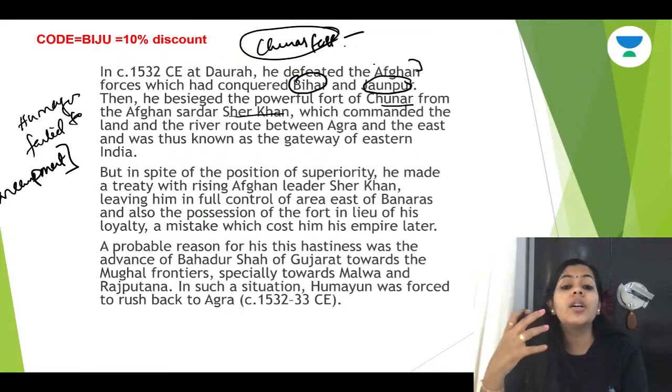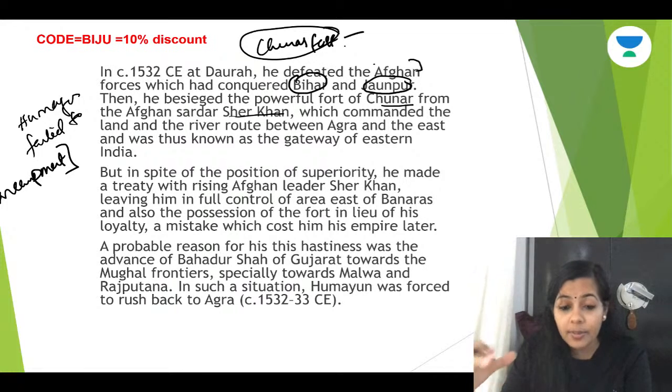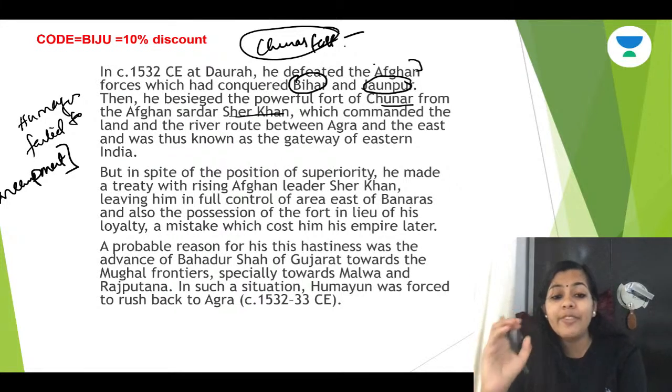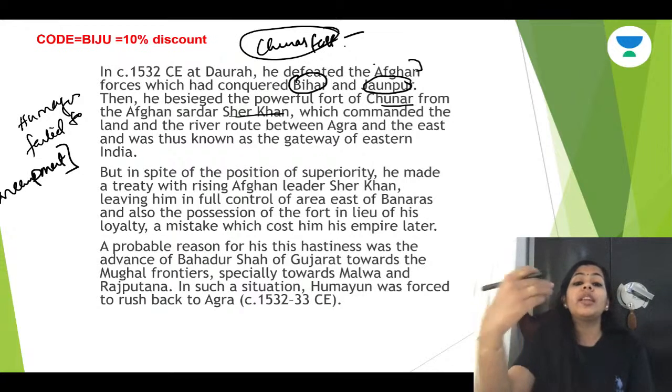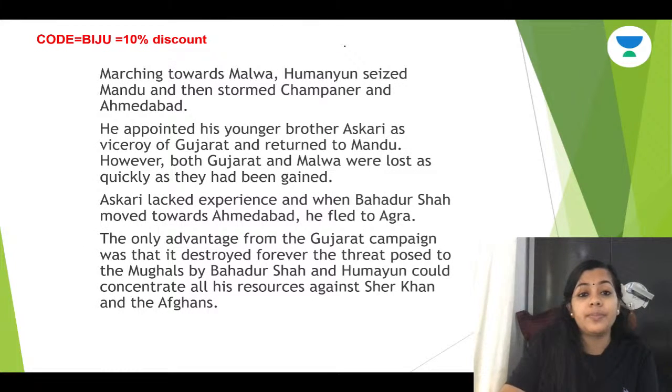What is his probable reason for the hastiness? It was the reaction by Bahadur Shah towards the Mughal frontiers, especially towards Malwa and Rajputana. In that situation, Humayun was forced to rush back to Agra. Some situation emerged, and so he left back to Agra, leaving everything in the hands of Sher Khan, who was like an enemy to him. He never understood the reasons and he underestimated him.